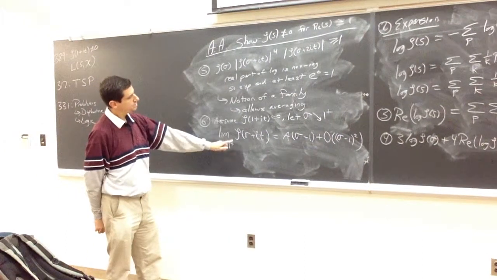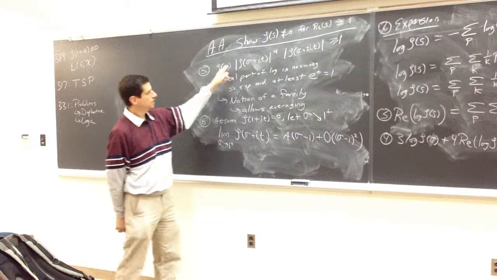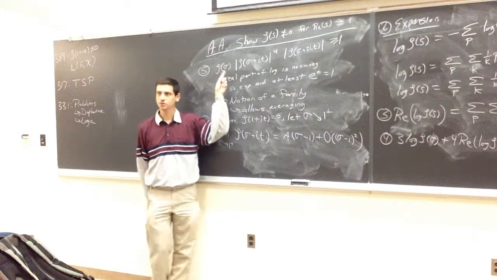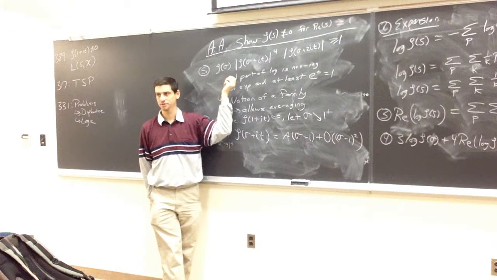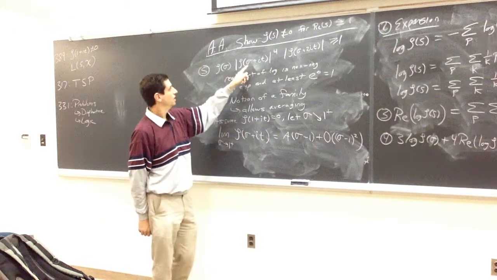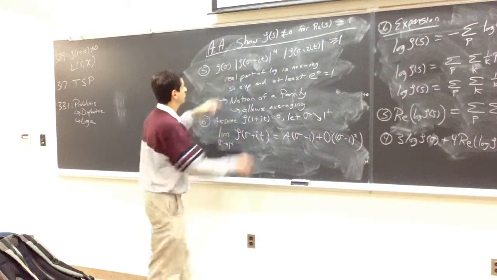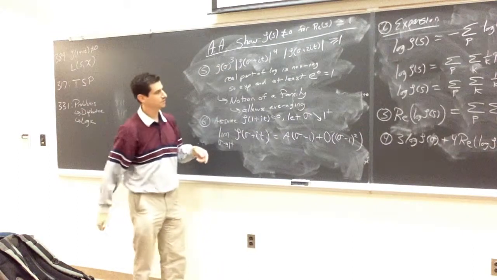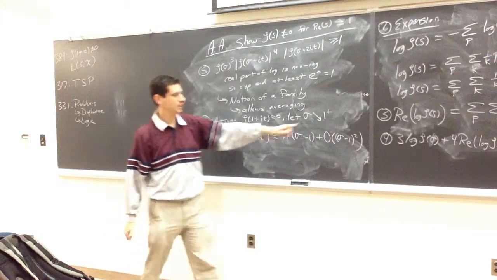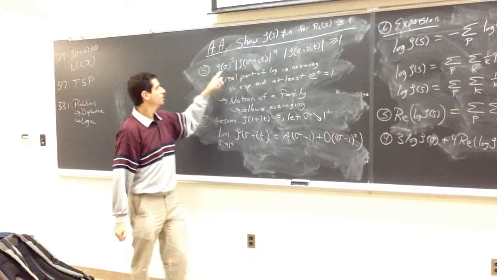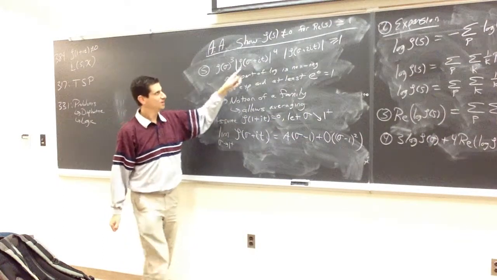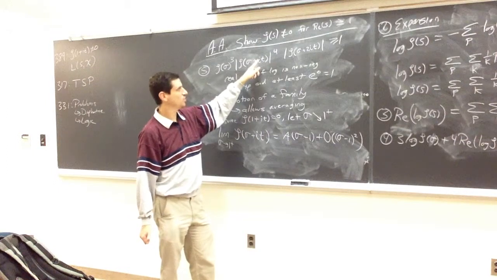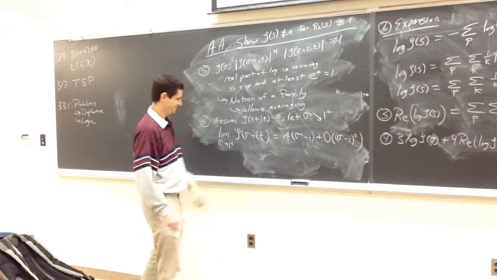So what does this look like as sigma goes to 1? It blows up, like 1 over sigma minus 1. Wait, I dropped a 3. I'm sorry, there should be a 3 over here, because we had 3 times log of zeta. So this is going to look like 1 over sigma minus 1 cubed. This is going to look like sigma minus 1 to the 4th.